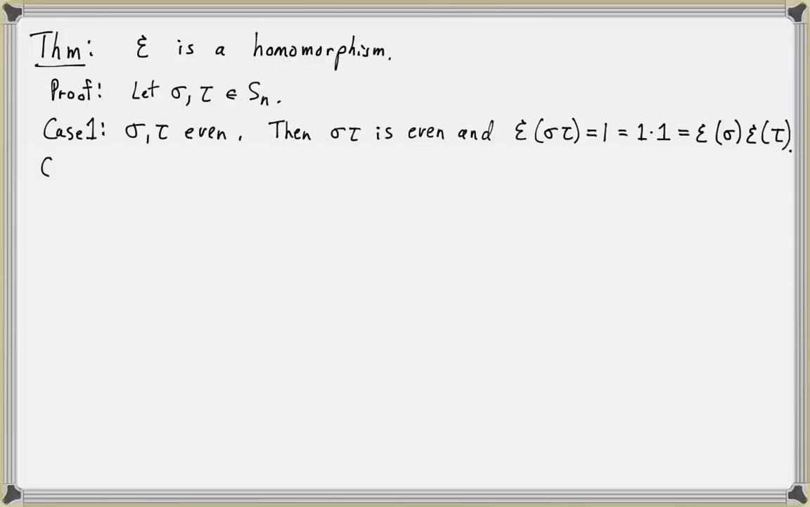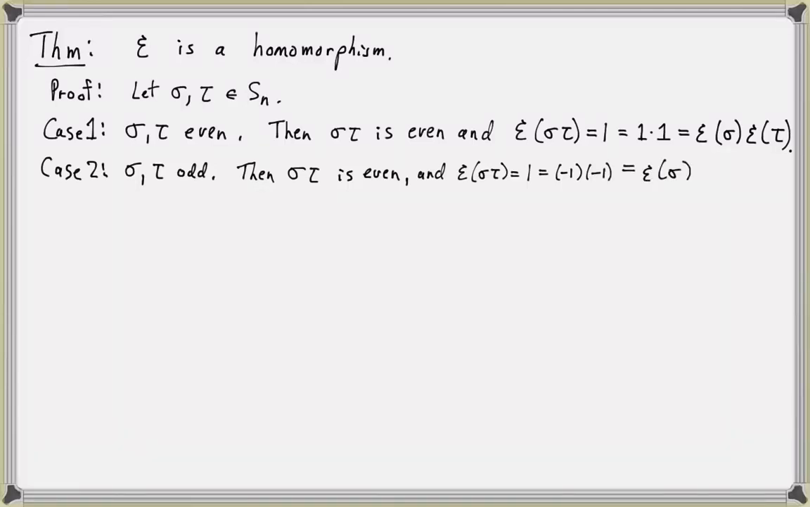So the second case, let's assume that sigma and tau are both odd. Well, then the product sigma tau is even, because an odd number plus an odd number is even. So we have an even number of transpositions in the product of sigma tau. So epsilon of sigma tau will equal 1, but that equals negative 1 times negative 1, which is epsilon of sigma times epsilon of tau.